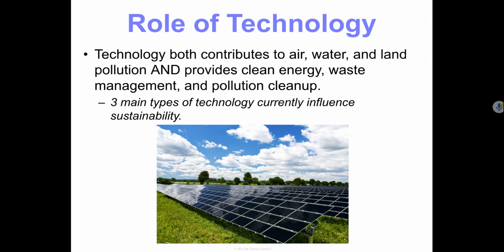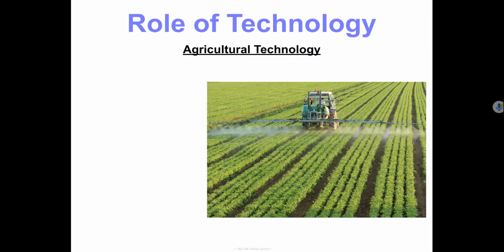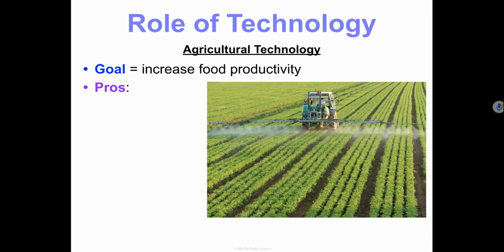There are three main types of technology that currently influence sustainability. The first is agricultural technology. The goal of agricultural technology is to increase food productivity, and there are pros and cons to this kind of technology. The pros are contour farming.